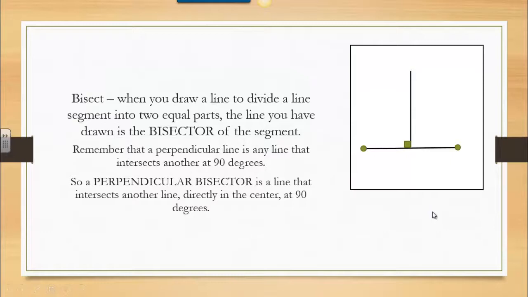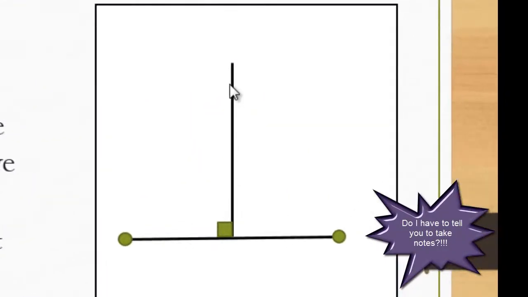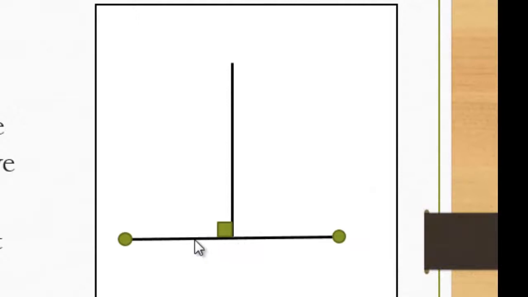To bisect something is to draw a line that divides a line segment into two equal parts. As you can see here, this is our bisecting line, and it has divided our line segment into two equal parts. This bisecting line is known as the bisector of this line segment.